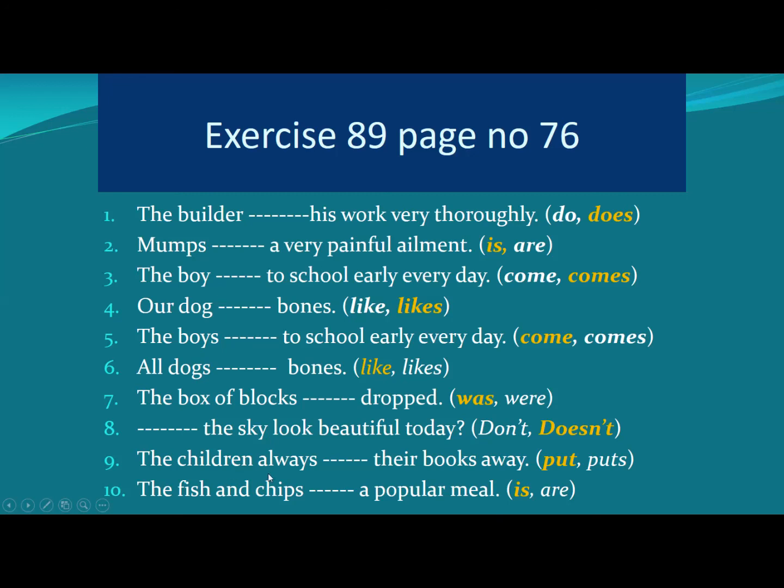Number 9: the children always put their books away. Over here the children is a plural subject, so put will be used here. Number 10: the fish and chips is a popular meal. These are two nouns joined by and, but they are considered as one meal. So the fish and chips is a popular meal.